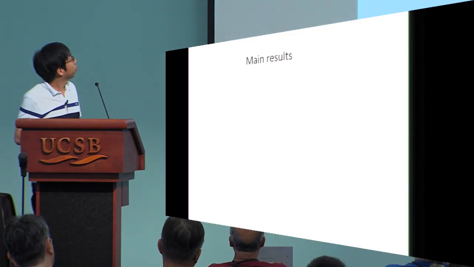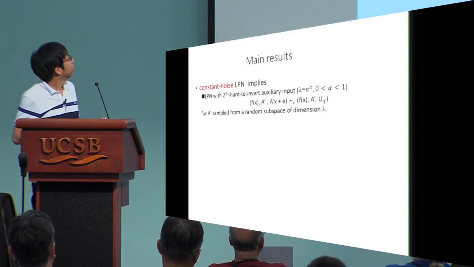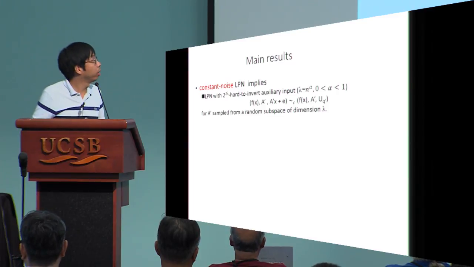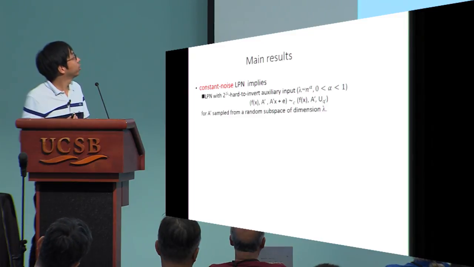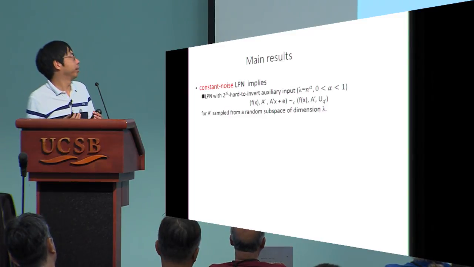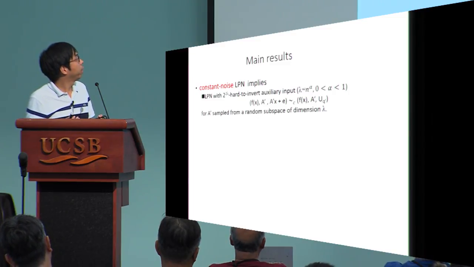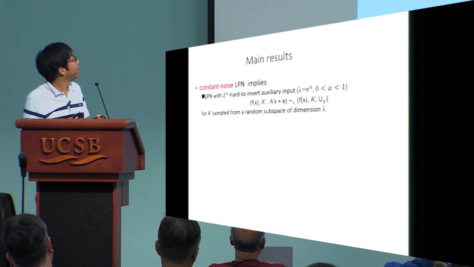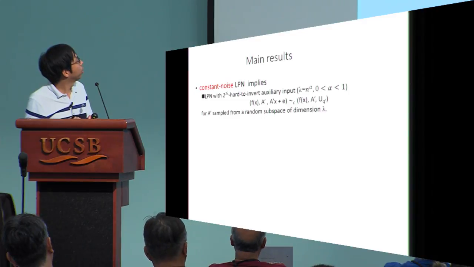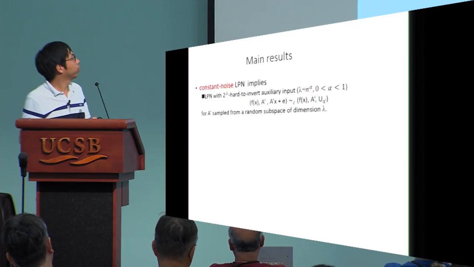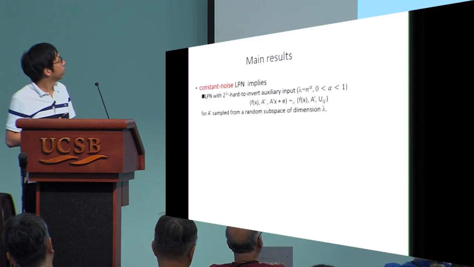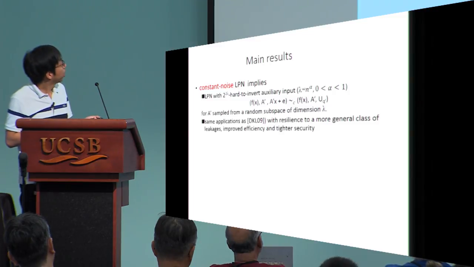So this is this work. And the main result is that we consider two problems. The constant noise LPN already implies that LPN is robust against hard to invert auxiliary input. In this case, X might be uniform, but there is also a leakage. So f of X is the leakage. Given the leakage, X remains hard to invert, with 2 to the power of minus 2 lambda probability, for all PPT adversaries. So we'll come back to this later.